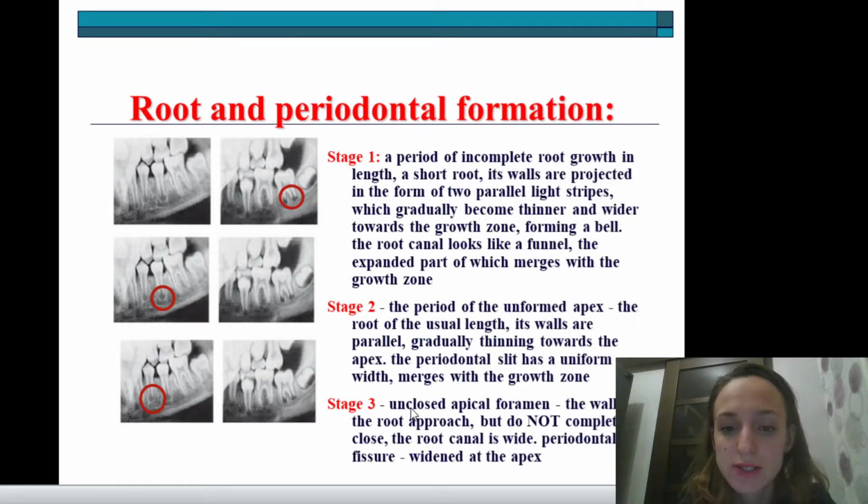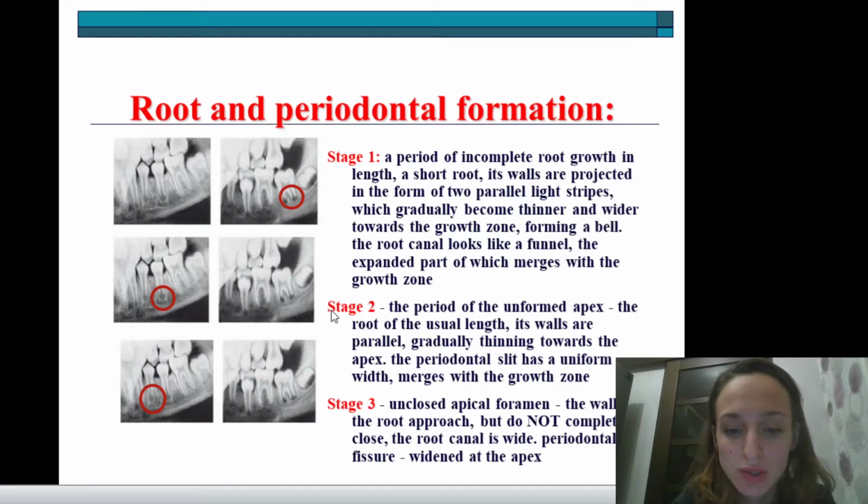Stage number 1 is the period of incomplete root growth. Look please, a short root. We can see on the X-ray its walls projected in the form of two parallel light stripes, which gradually become thinner and wider towards the growth zone, forming a bell. The root canal looks like a funnel, the expanded part of which merges with the growth zone.